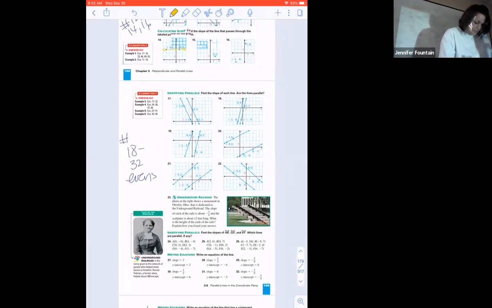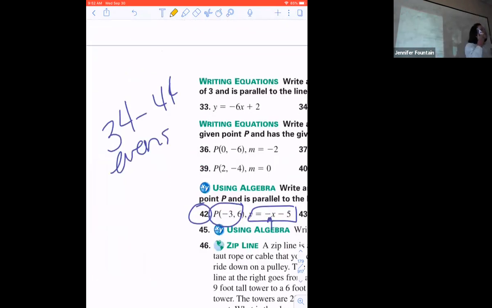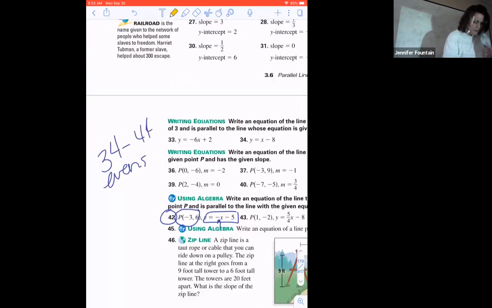All right, so that was 18 through 32 evens. Now we have 34 through 44 evens. So this is page 170. So remember, when we're doing these and I write them, 34 through 44 evens is what I wrote as we were doing class. I didn't do 42 and 44.